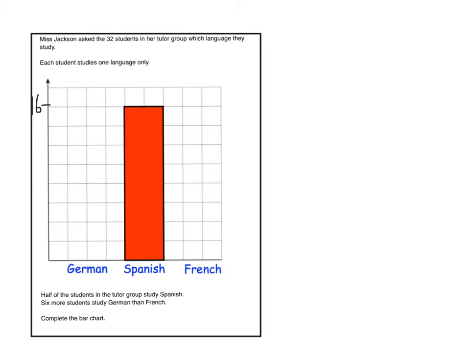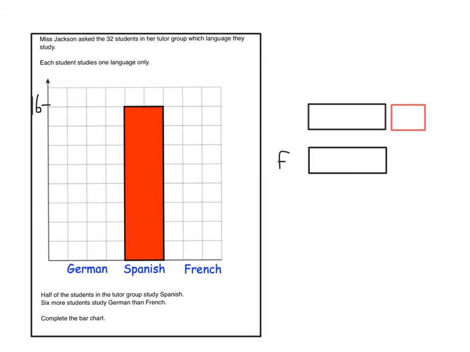That means that there's 16 left. 6 more students study German than French. So if we have French, I'm just going to use this bar for French, then German is that amount plus another 6. And we've already said that this must all come to 16.